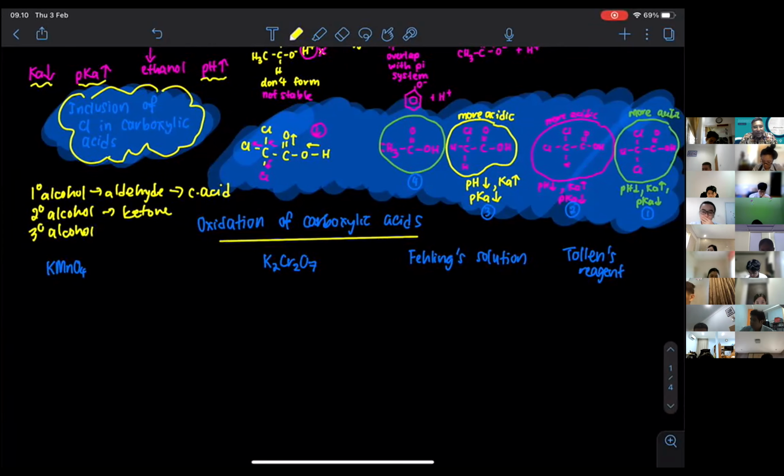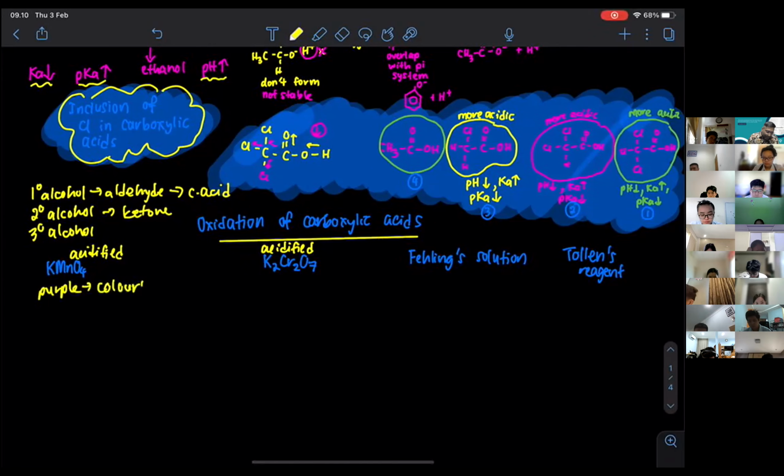The oxidizing agents that we use for oxidizing alcohol to aldehyde, carboxylic acid, or secondary alcohol to ketone were acidified potassium manganate and acidified potassium dichromate. The color change for the first is purple to colorless, and for the second it is orange to green.